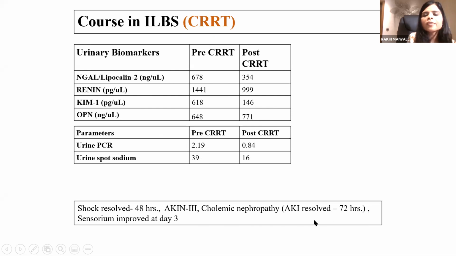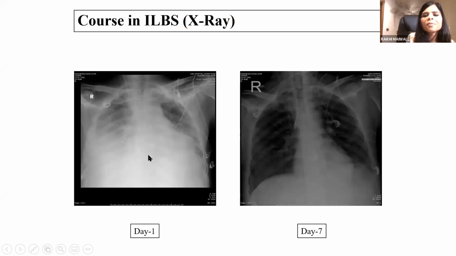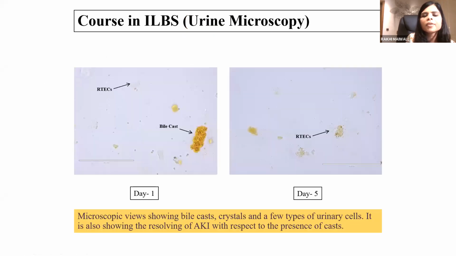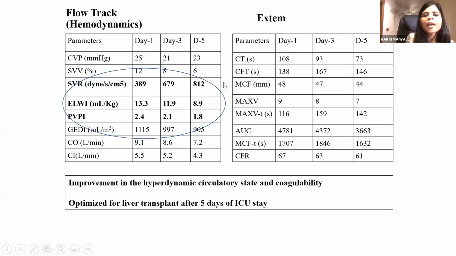The AKI resolved. So this is a responder for us, because we were able to optimize this patient for a liver transplant. However, subsequently, this patient had succumbed after day 15 of ICU stay in the absence of a living donor. These are the microscopic pictures of urine analysis, and we see the disappearance of the bile cast here. And there was an improvement in all the hemodynamic parameters.